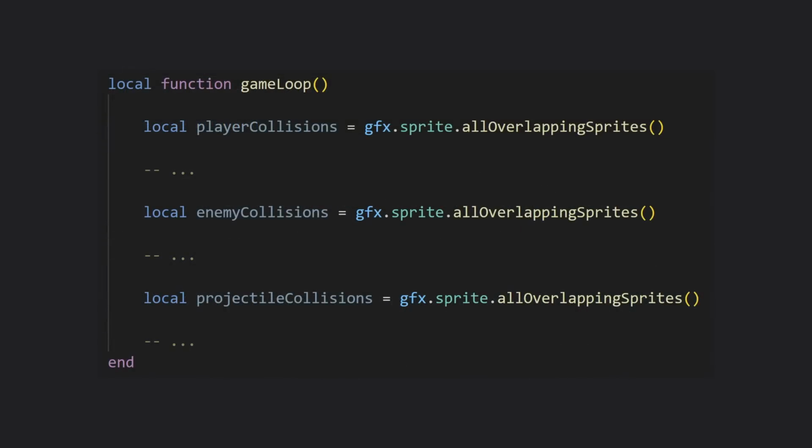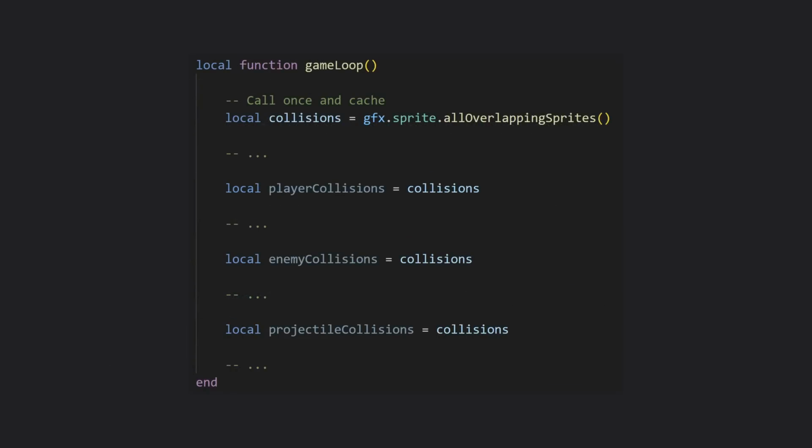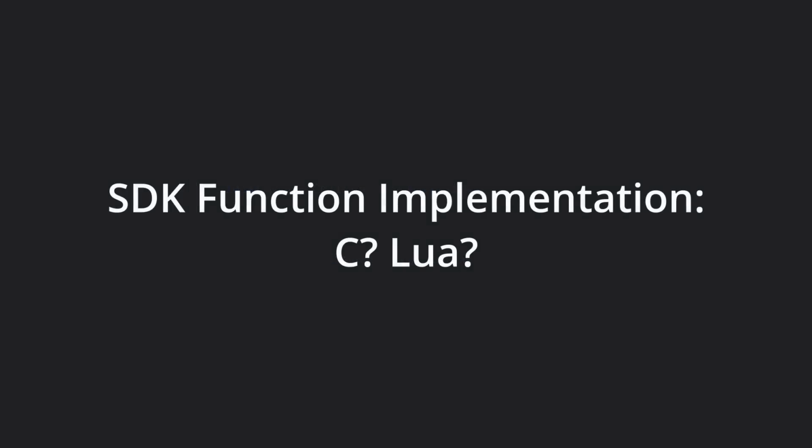The sprite positions aren't changing within a frame, so if you're calling it multiple times in a single frame, you could be doing a lot of extra work. Back to our caching strategy. Just save the result of the function, and you can use the saved result instead of calling the function multiple times. Another thing to consider is how the function is implemented.